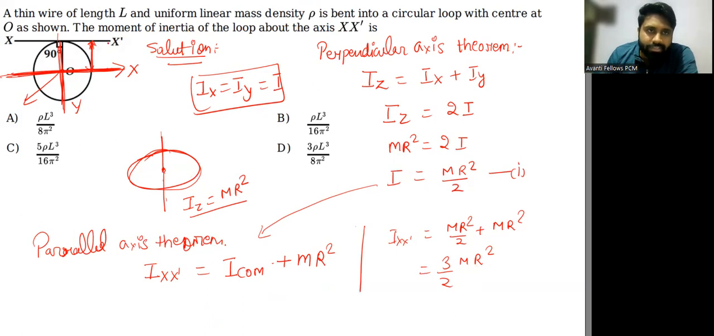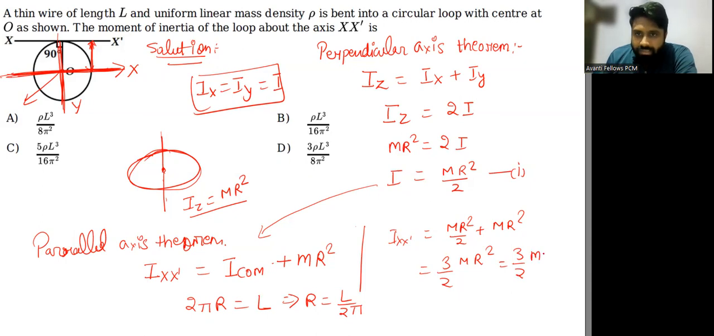So we know that if the length of the wire is L and it is bent into a ring, the circumference of that circle will be exactly equal to the length of the rod. So we can say that 2 pi r is equal to L. From that, r we can put as L upon 2 pi. Put the value: 3 by 2 times m into r square, which will become L square upon 4 pi square.